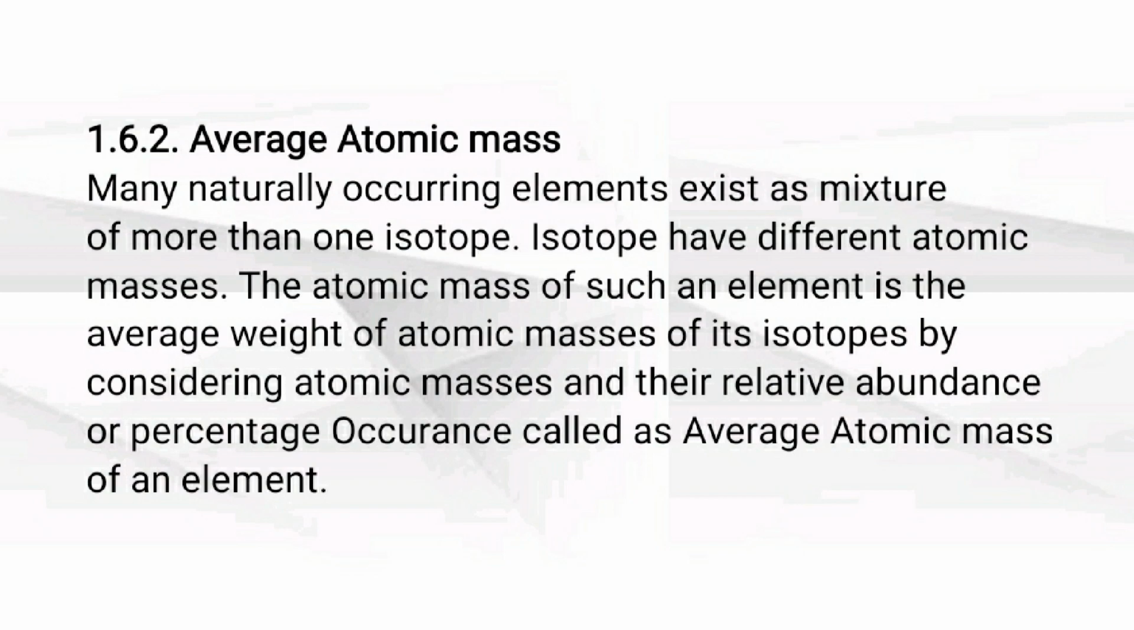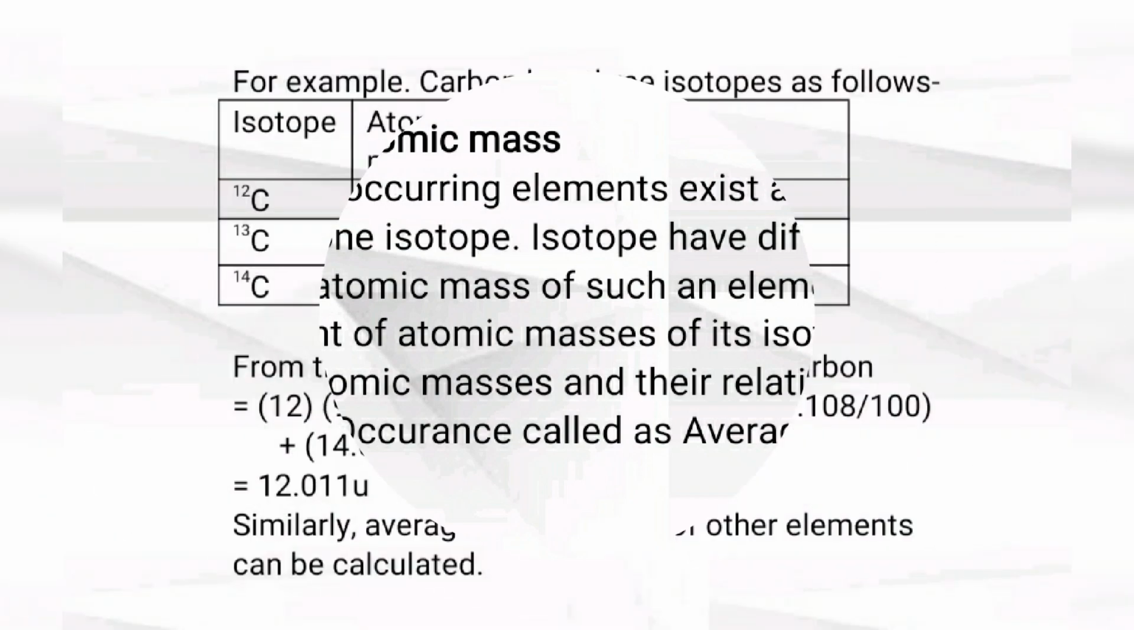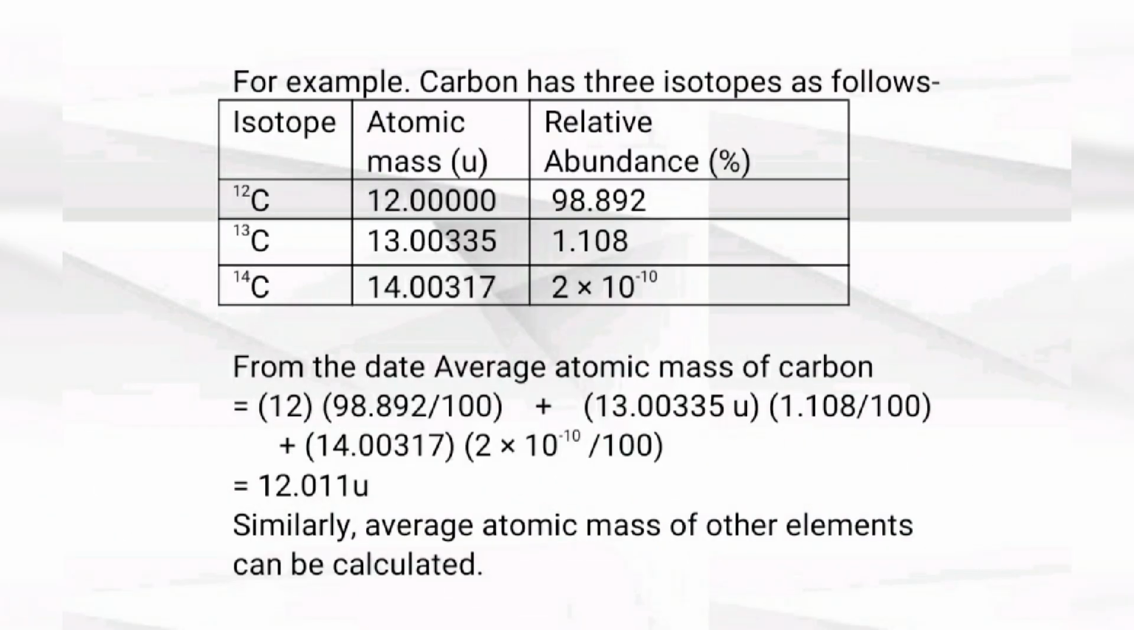Look at the example. We know that carbon has 3 isotopes: carbon 12, carbon 13, carbon 14. Their atomic masses are: carbon 12 has 12 U, carbon 13 has 13.00335, and carbon 14 has 14.00317. Their relative abundances, means percentage occurrence in nature, are 98.892 for carbon 12, 1.108 for carbon 13, and for carbon 14 it is 2 into 10 to the power minus 10. So by using this data we'll solve.